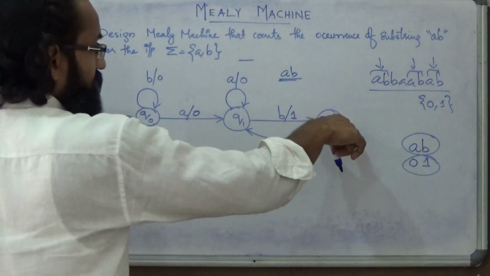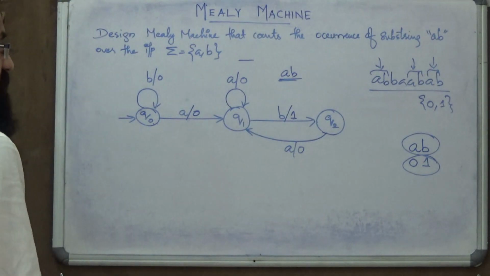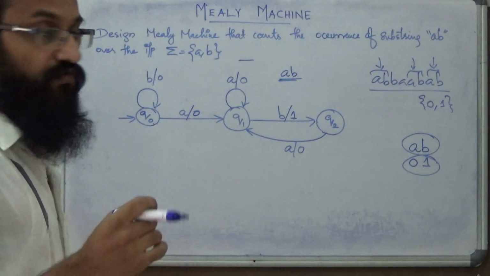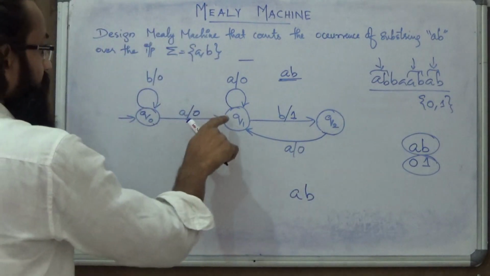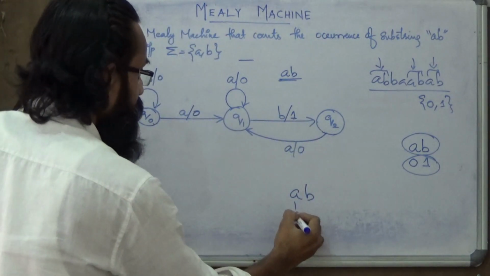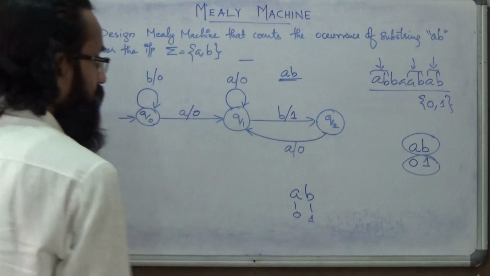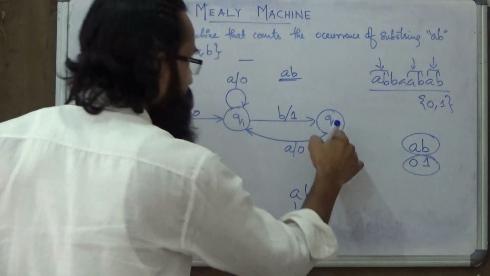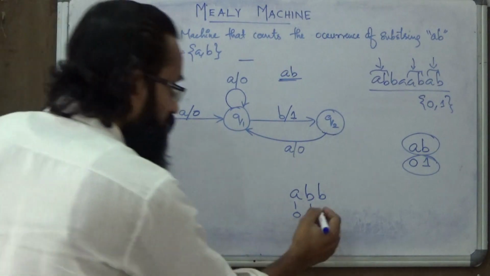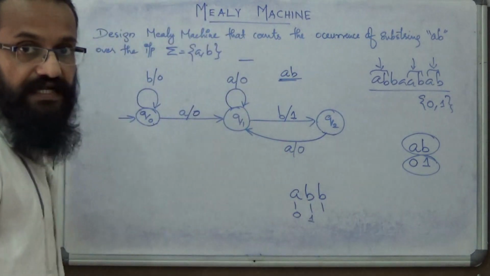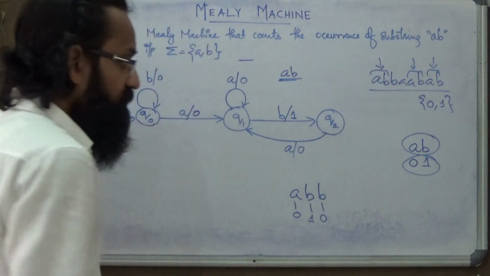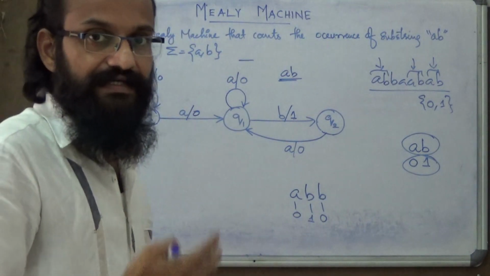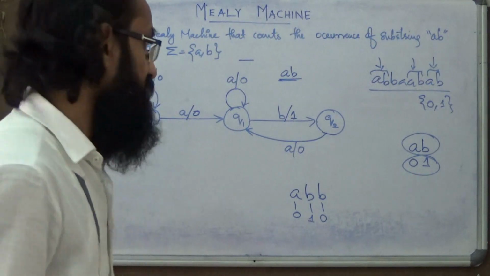Now you are going to apply B transition to state Q2. So identify the minimal string required to reach Q2 from Q0, that is AB, and the output generated will be 0, 1. Now you are going to apply B transition to Q2. So what about the output associated with this transition? That will be 0 because addition of this input symbol will never increase the number of occurrences of substring AB.